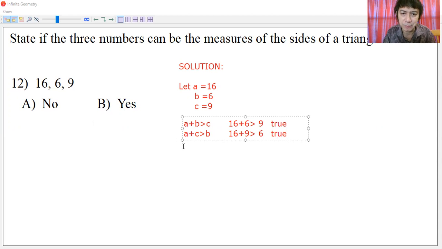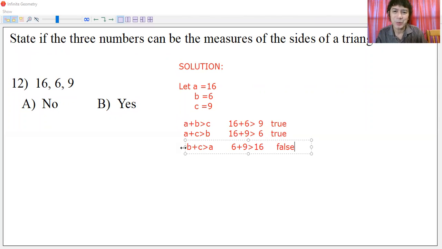All right, let's have the third and final test. Is B plus C greater than A? We have 6 plus 9. Will that be greater than 16? That looks false. 6 plus 9 is only 15. It cannot be greater than 16. It's not equal either. So that's false. So our answer is no.